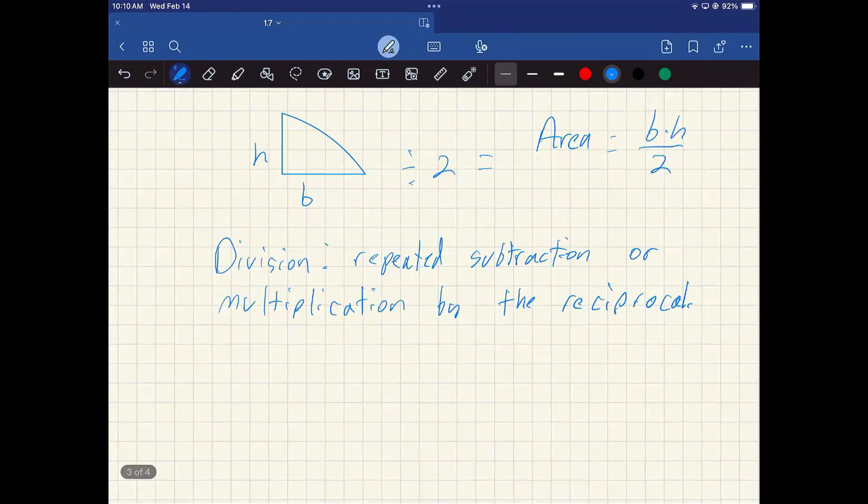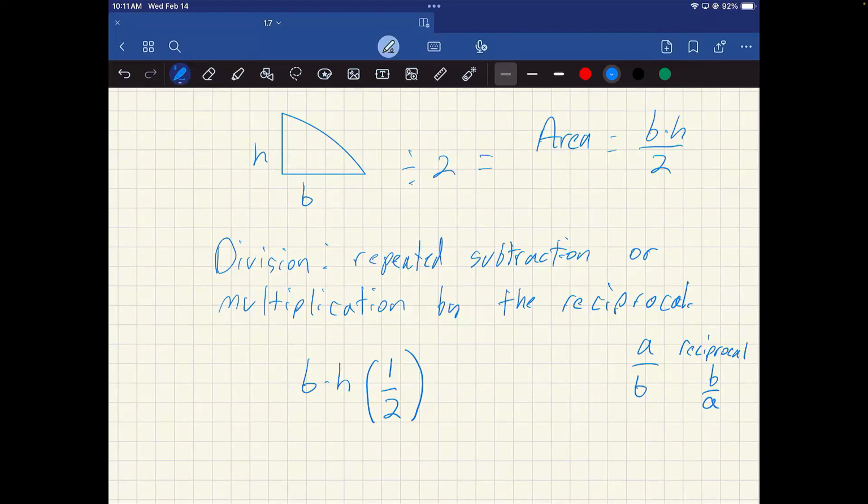So if I were to say B times H times 1/2, that's multiplying it by the reciprocal of 2. So if you have some A over B, the reciprocal would be B over A. That's what a reciprocal is. So here I have H times B divided by 2.